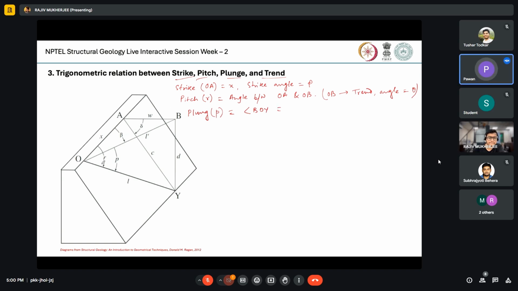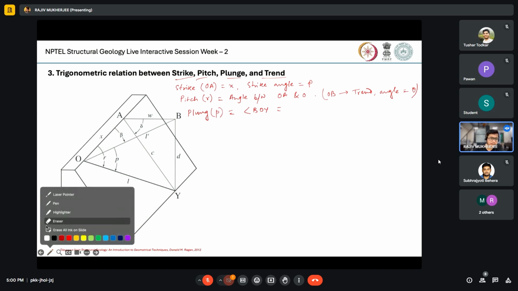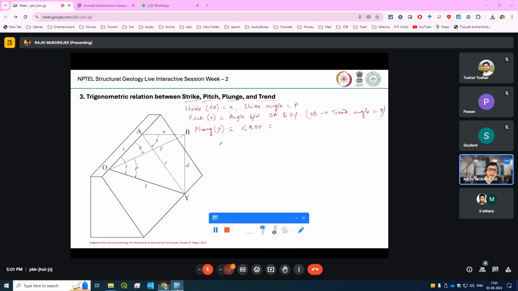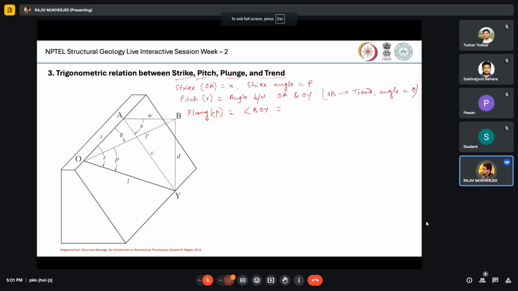Sir, angle R is between OA and OY. Yes, sorry, yes, R is angle between OA and OY. You're right. I have to correct it. Beta is between OA and OB. Yes. And plunge is the angle BOY. So now we need to find a relation between this angle P, angle R, theta, phi, and relate them together.